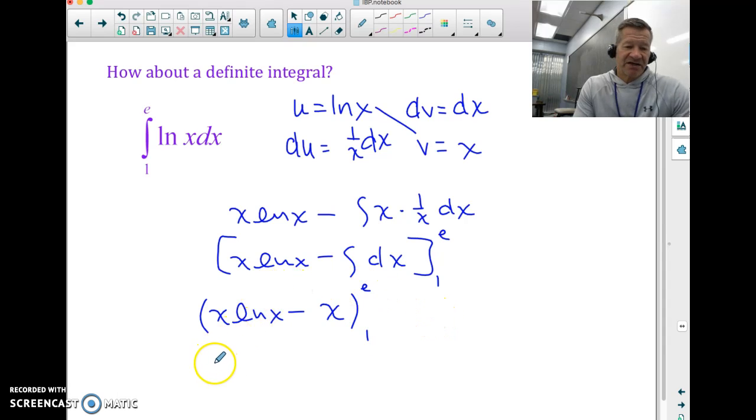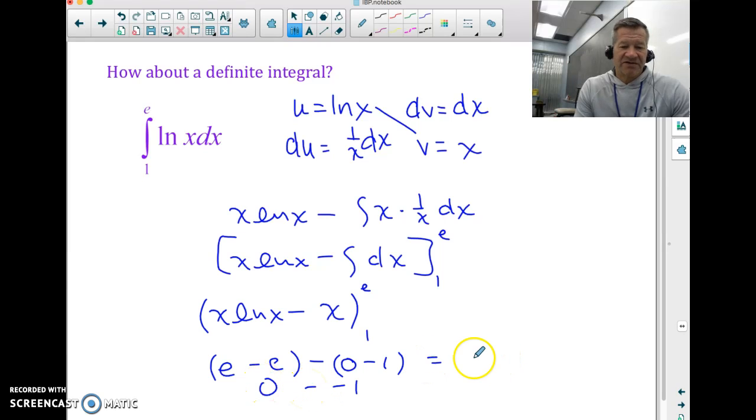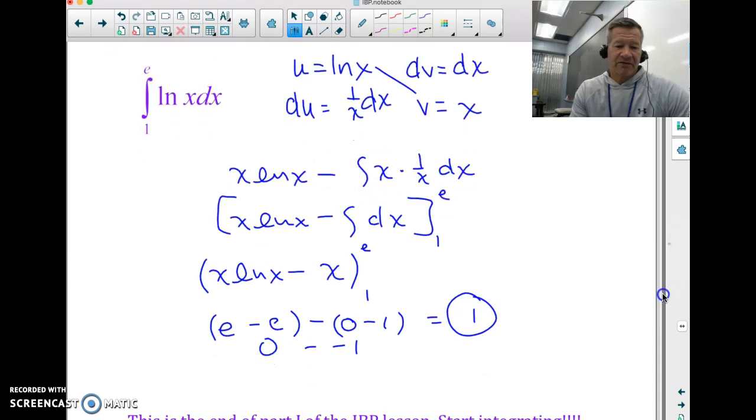So substituting e, I get e times log of e, which is 1, so that's just e, minus e, that's going to be 0, minus, now I plug in 1. 1 log 1, that's 0, minus 1. So this equals 0 minus a negative 1, which is simply a value of 1. So if you have a definite integral, you do the same thing, you go through the same situation, and you're good. So that's the end of the first part of the integration by parts.